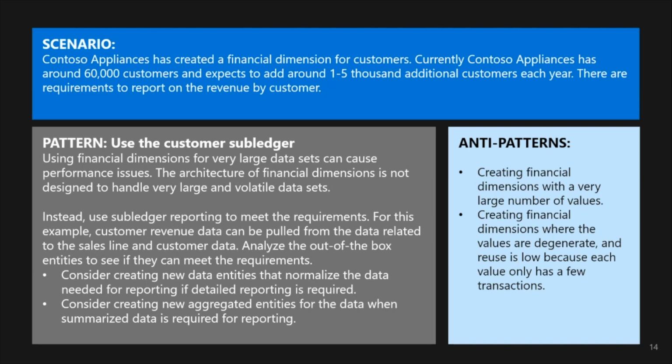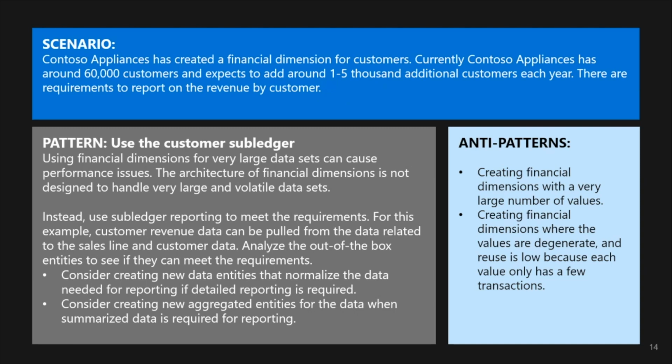And I think it's similar to the other example here, but the flag here is that the main account for the AR subledger, the customer number, is what AR is built on. So, using subledger reporting to meet the requirements, customer revenue data can be pulled from the sales lines and customer data. You can use the out-of-the-box entities to see if they meet the requirements. And you can create new data entities to normalize the data needed for reporting if there's more detailed reporting than what comes out of the box, but it should still come from the subledger.